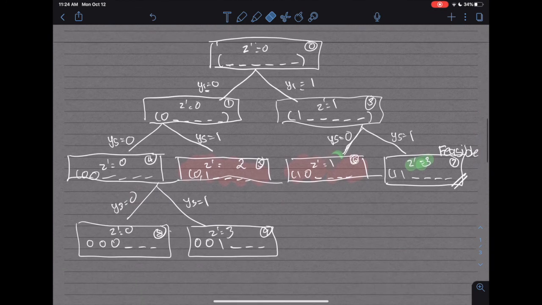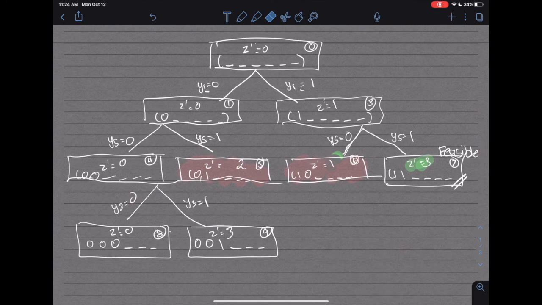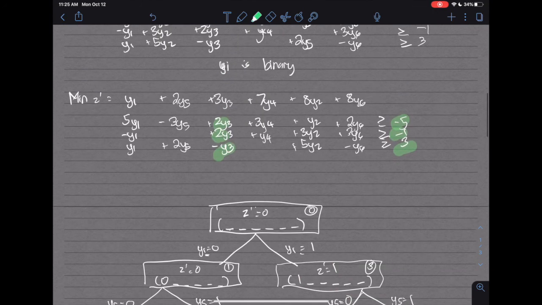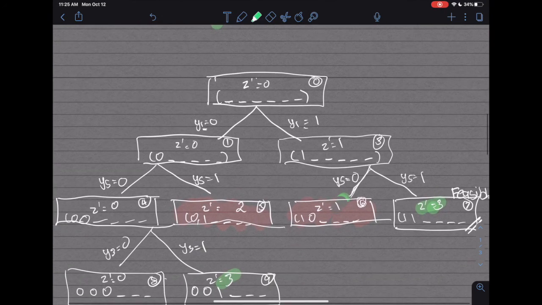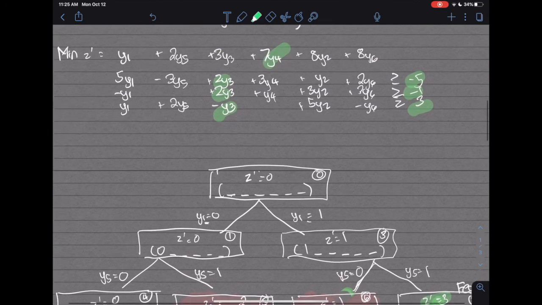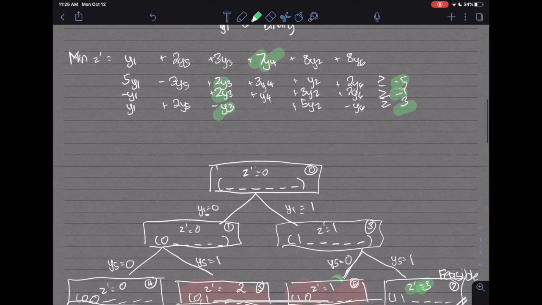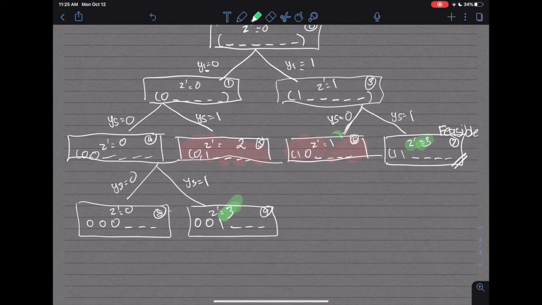But can we fathom because of inferiority? Again, notice that z prime here is equal to 3. Next value to get is y4, meaning the next z prime value of that branch, if we continue to branch, will be equal to 3 plus 7. That's a 10, and a 10 is already inferior to your current fathom node where z prime is equal to 3. Therefore, we can fathom because of inferiority.